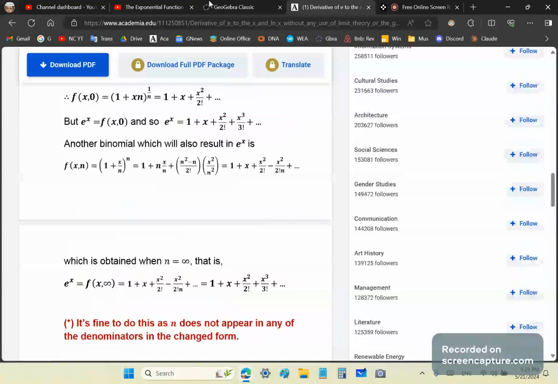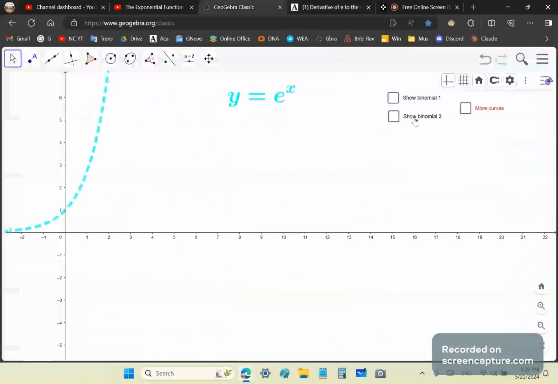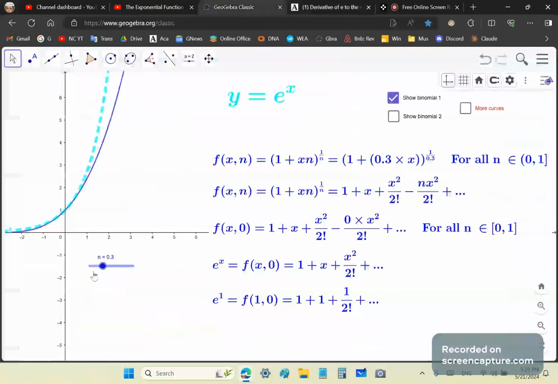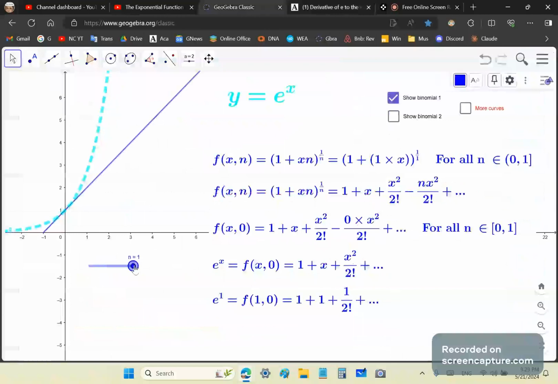So, for example, this is the second binomial that I'm about to show you. So if you start here, let's go over there, and you increase n indefinitely, okay, it's going to meet up with e to the x, okay? So that's the first one. And the second one, that's the second one. And the first one is this one here, where if it's large, then it's going to be far away from the function. So you simply increase it, okay? You simply decrease it to zero.